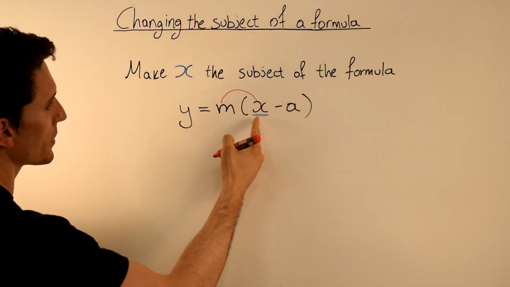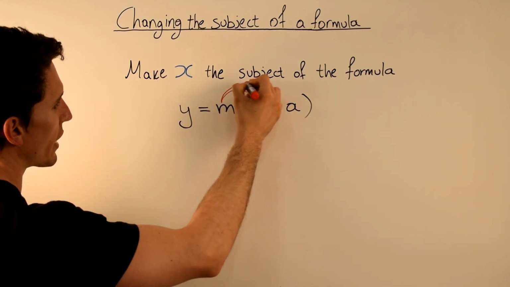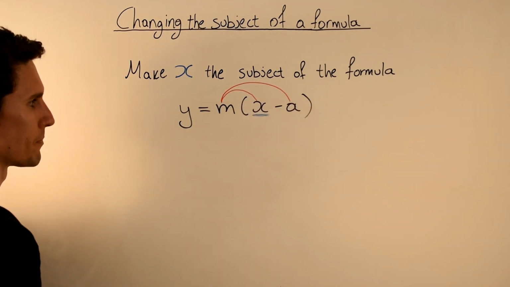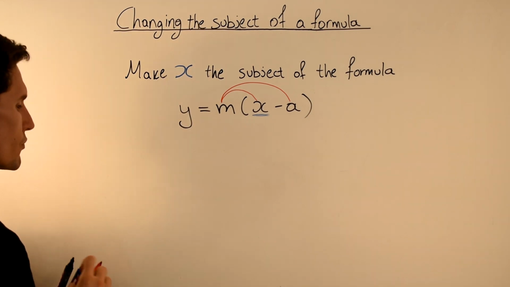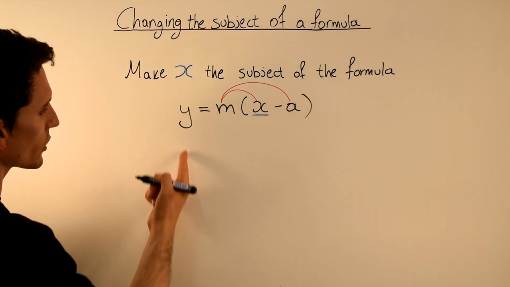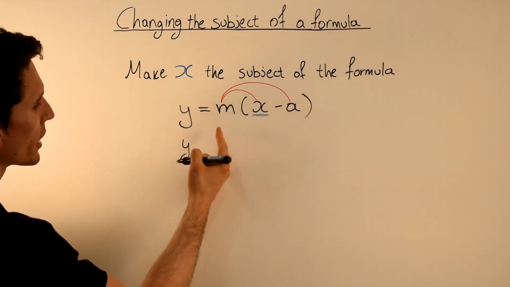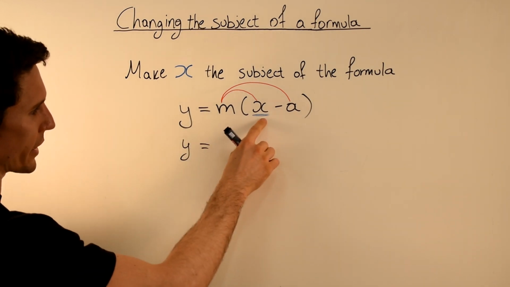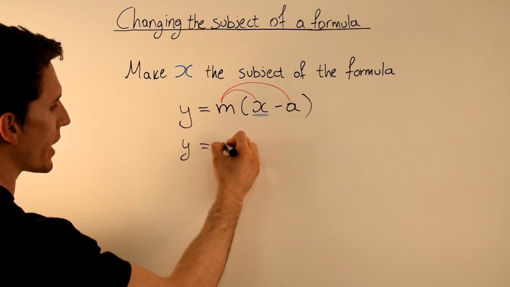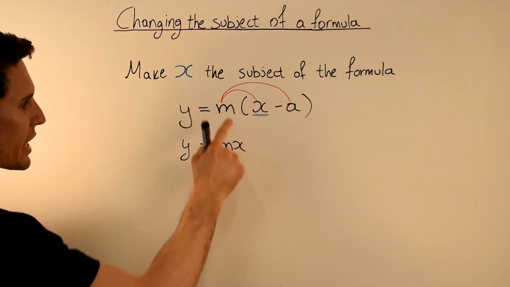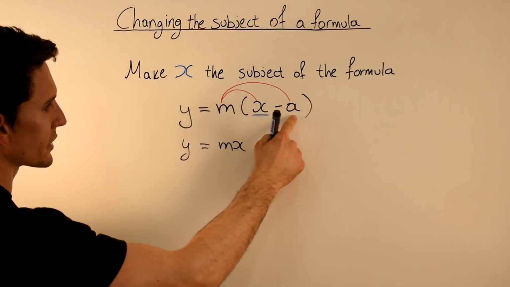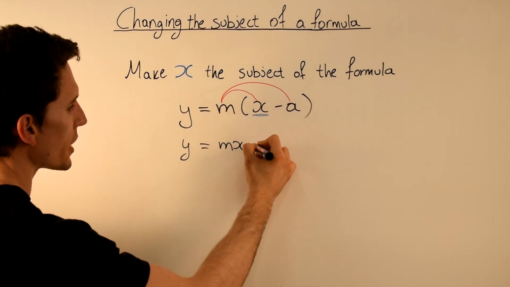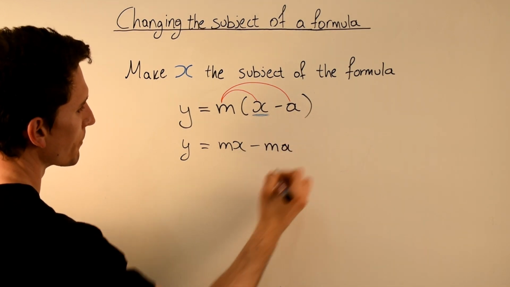So we'll have m times x, and then we'll have m times minus a. So let's go ahead and write down what we get from that. On the left we have y, and then we have equals. Now what is m times x? Well, that's simply mx. Then what is m times minus a? Well, that's simply minus ma.